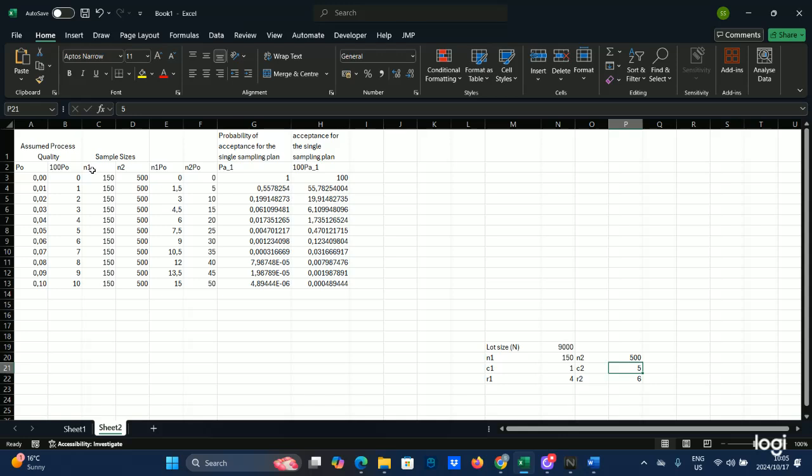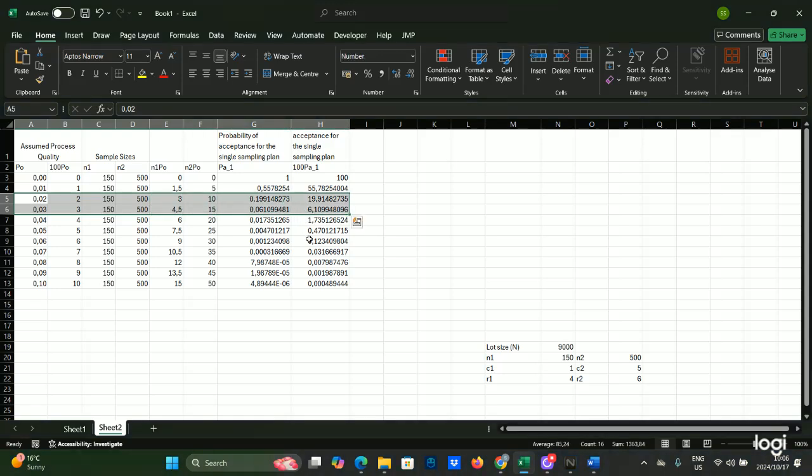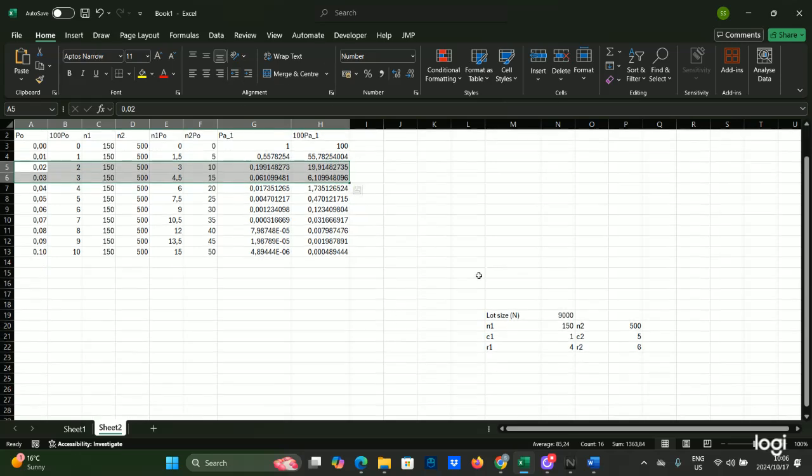Now if you look at this, if they find one or less right here, they'll accept the lot, no question. And if they find four or more, according to the rejection number, the lot is rejected. But as you can see, there are these ones here. If they find two or three, that is when they move to the double plan. But now I want you to pay close attention to this.